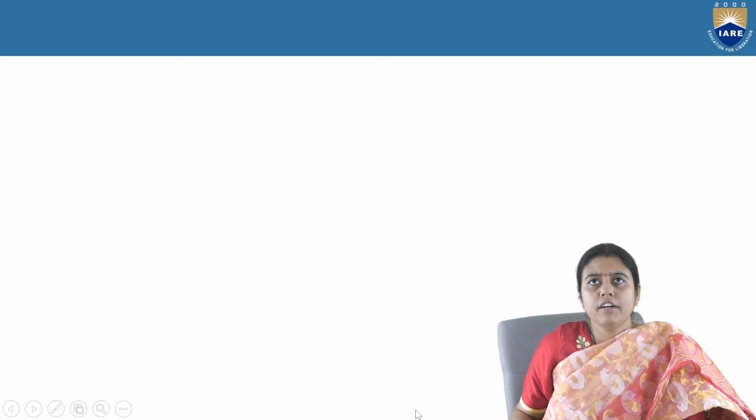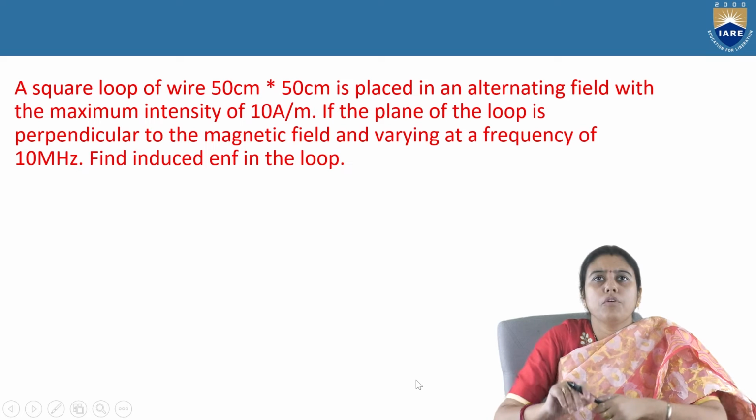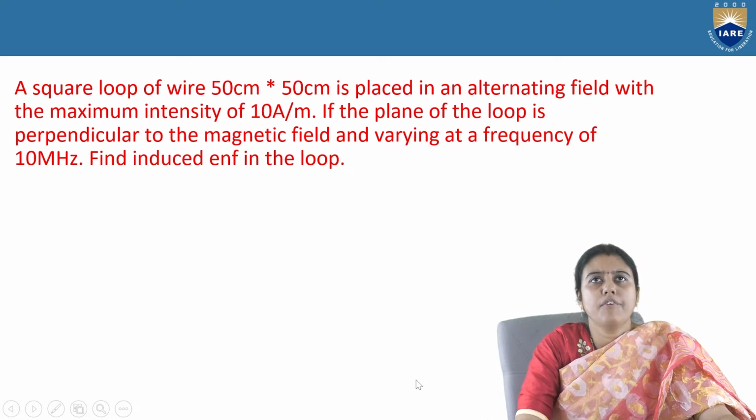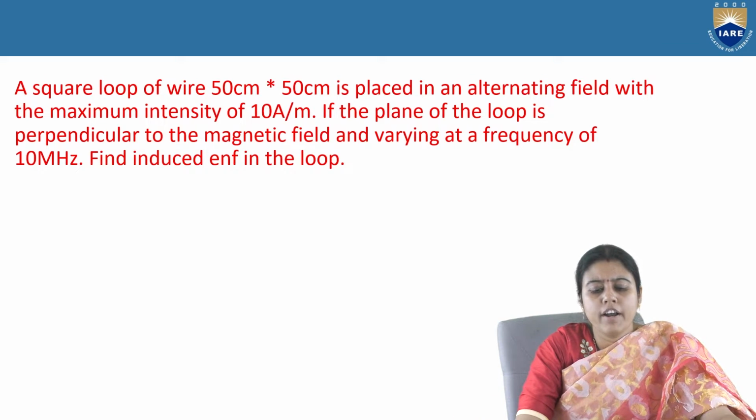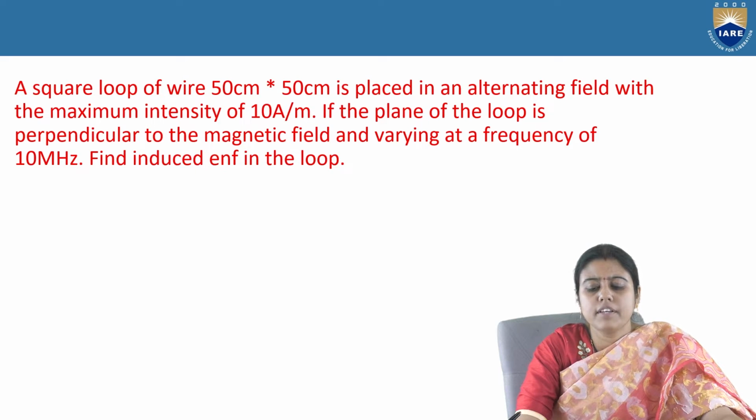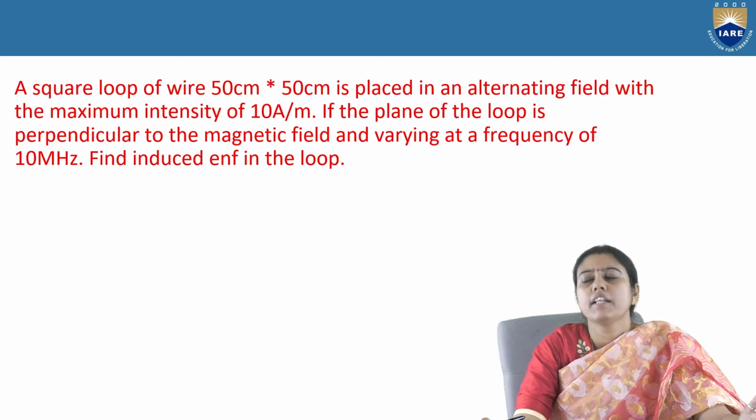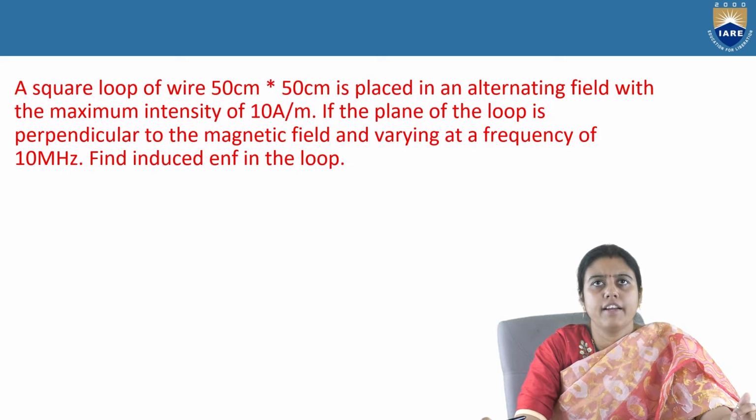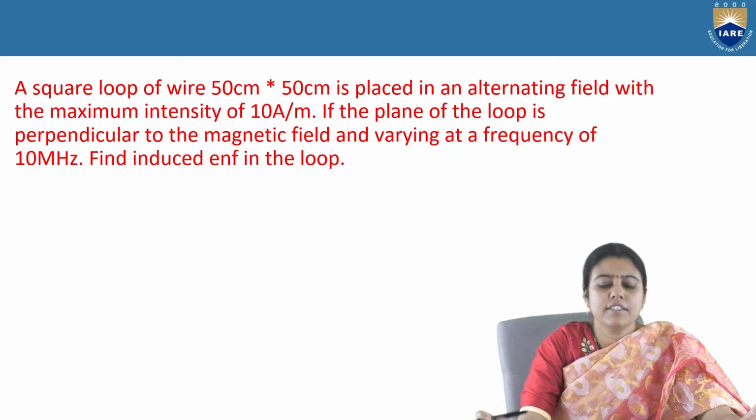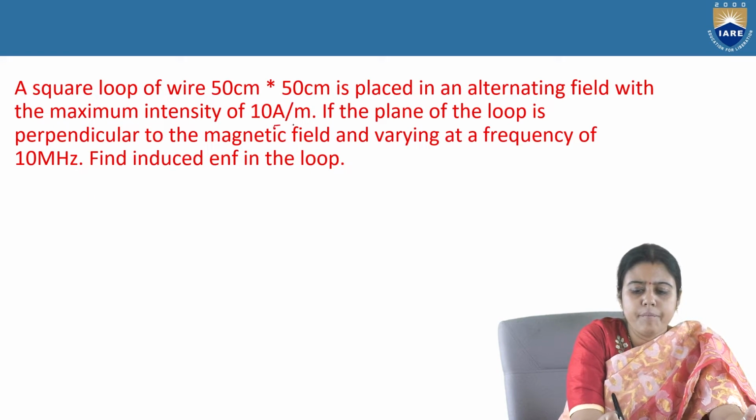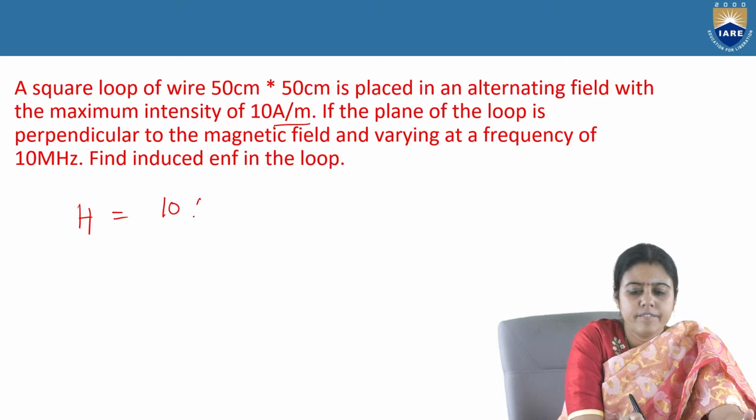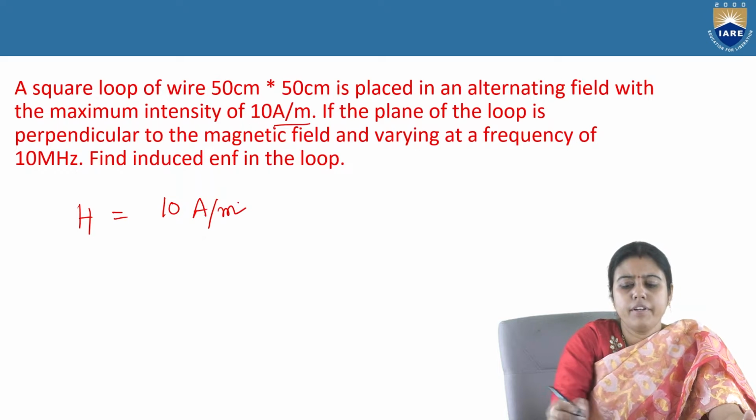Next, we will go for a problem. What is the problem? A square wire loop of 50 centimeter by 50 centimeter is placed in an alternating field. The alternating field, due to the alternating current, has a maximum intensity of 10 ampere per meter. What type of intensity is this? Ampere per meter means this is H. H is equal to 10 ampere per meter.